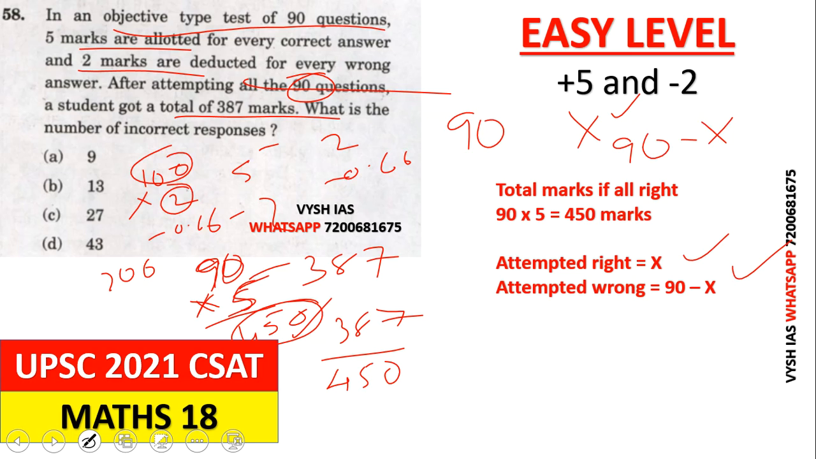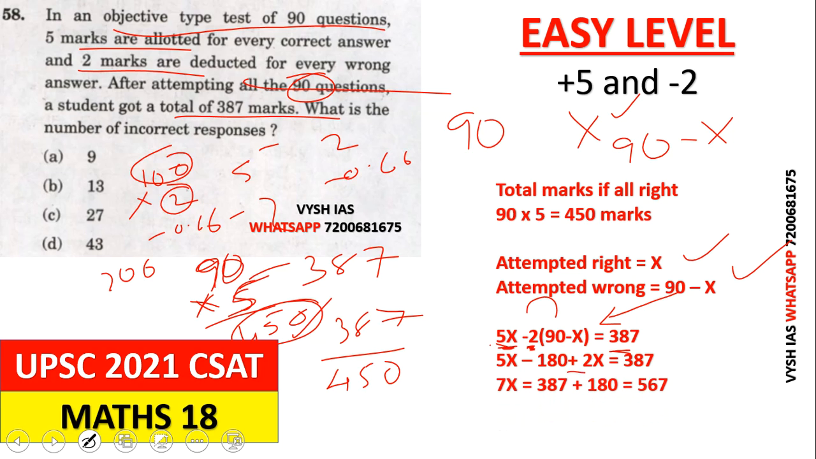So now just put the marks for him. He will get 5X for correct answers and minus 2 for each wrong answer: minus 2 into 90 minus X. That is equal to 387, his marks. Correct? This is the formula. Just simplify it. 5X minus 180, then minus minus, plus 2X is equal to 387. So 7X, this 5 and 2, 7X. Take the 180 to the other side. It will become plus.